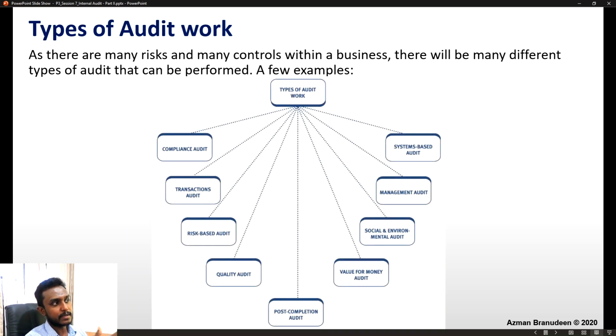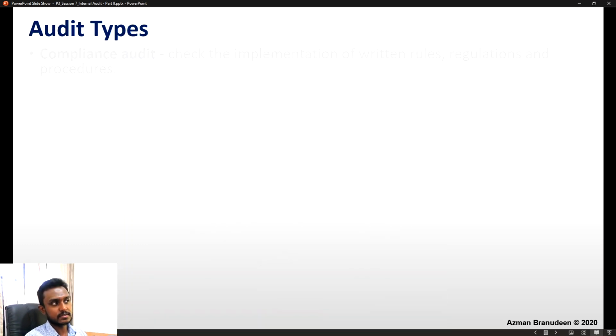When you look at the types of audit work, you have compliance audit, transactions audit, risk-based audit, quality audit, post-completion audit, systems-based audit, management audit, social and environmental audit, value for money audit, etc. Just like the risk categories and the various problems that we face when we manage a company. So let's try to understand some of these.